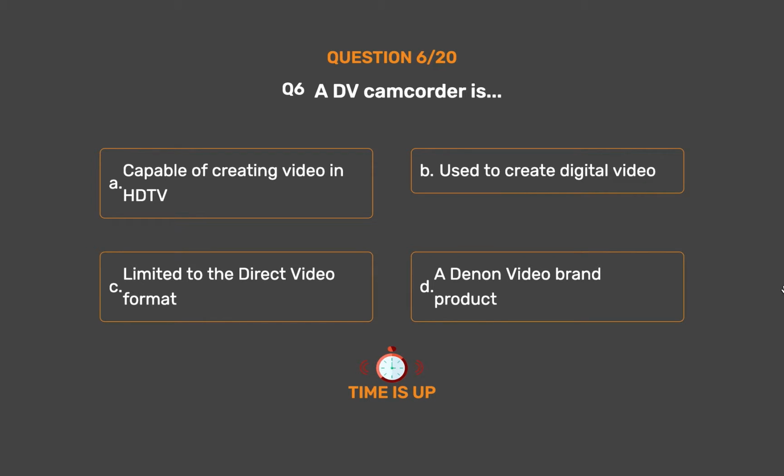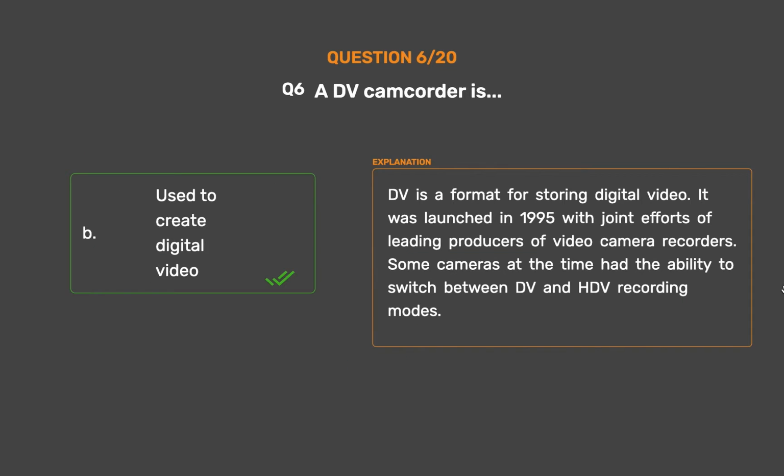The correct answer is Option B. Used to create digital video. DV is a format for storing digital video. It was launched in 1995 with joint efforts of leading producers of video camera recorders. Some cameras at the time had the ability to switch between DV and HDV recording modes.